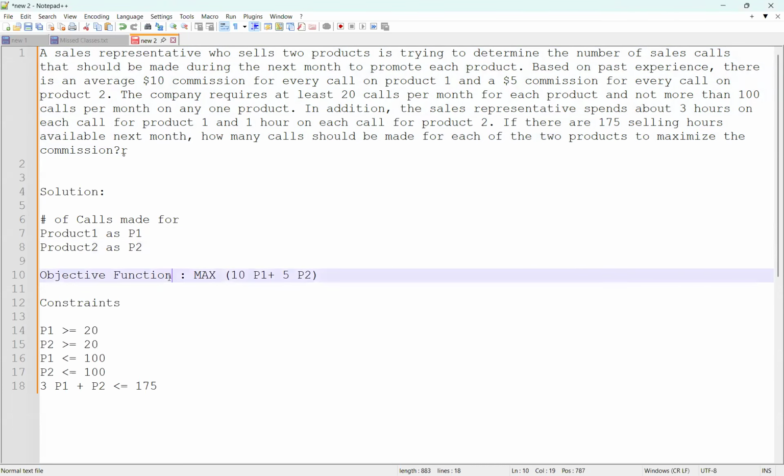So the objective function is maximizing 10 P1 plus 5 P2 because 10 is the commission for product 1 and 5 is the commission for product 2. And the constraints are P1 should be greater than or equal to 20, P2 should be greater than or equal to 20, P1 is less than or equal to 100, P2 less than or equal to 100, then with the number of calls, 3 times P1 plus 1 P2 less than or equal to 175.